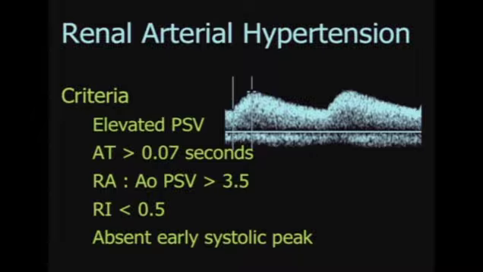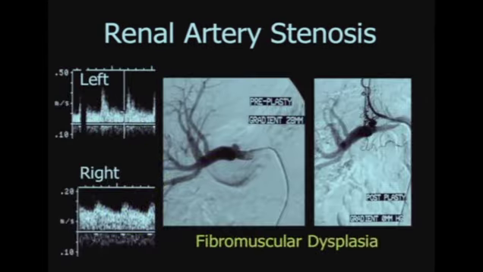As you get very critical stenoses, you will get downstream vasodilatation and elevated diastolic flow, so your resistive index will drop, although I don't find that particularly useful for me, practically speaking. And then an absent early systolic peak is actually very useful just in terms of a visualization of the waveform. So just some examples.